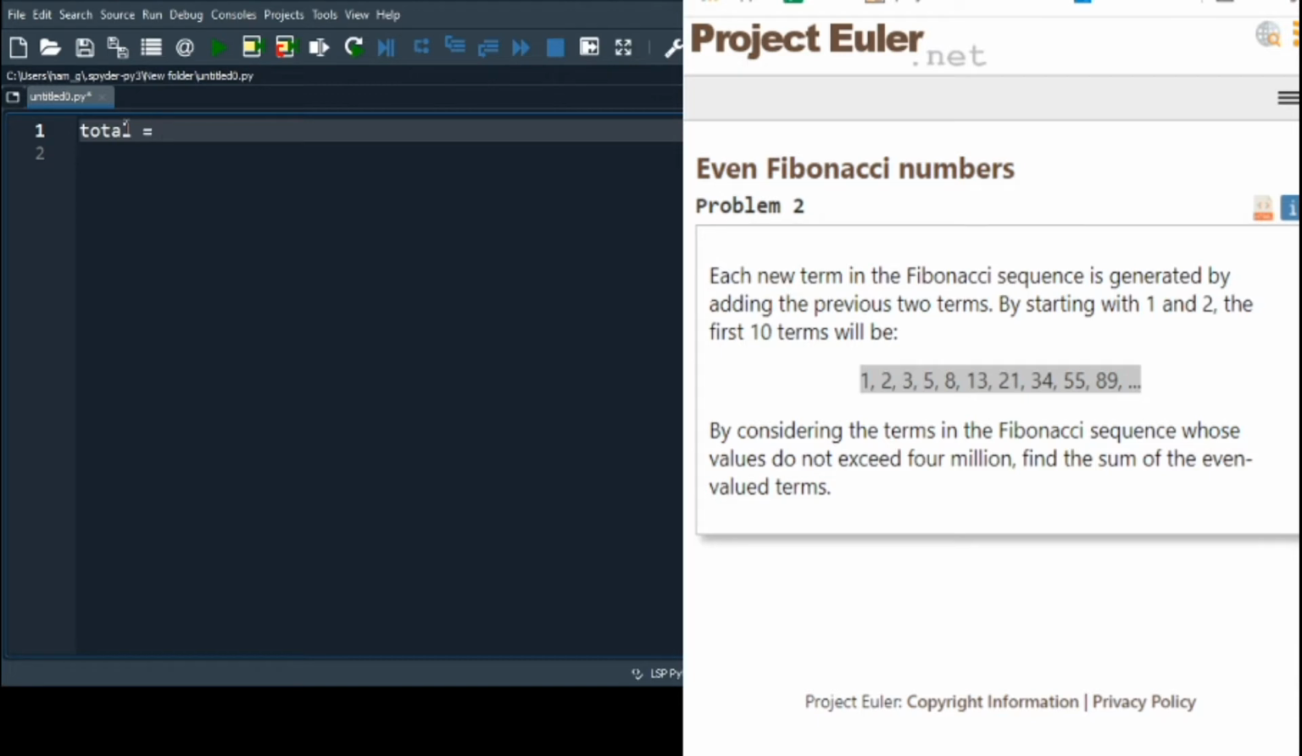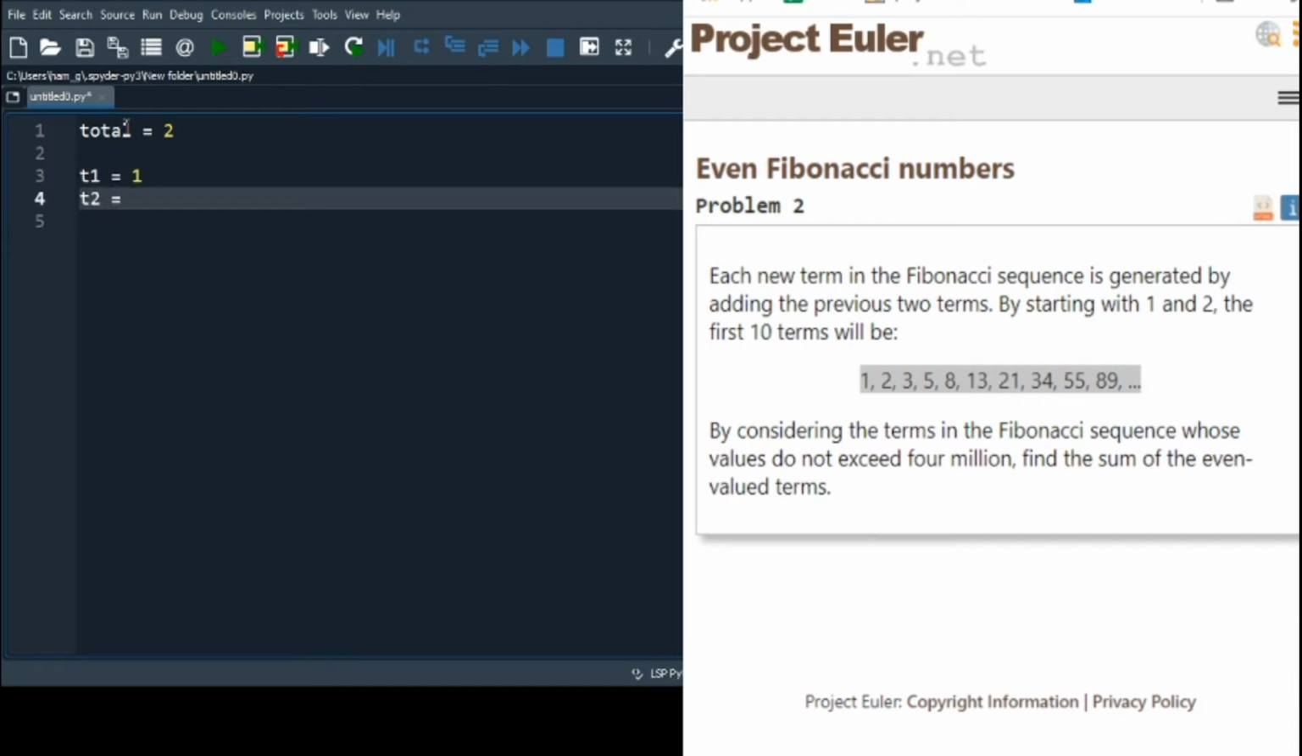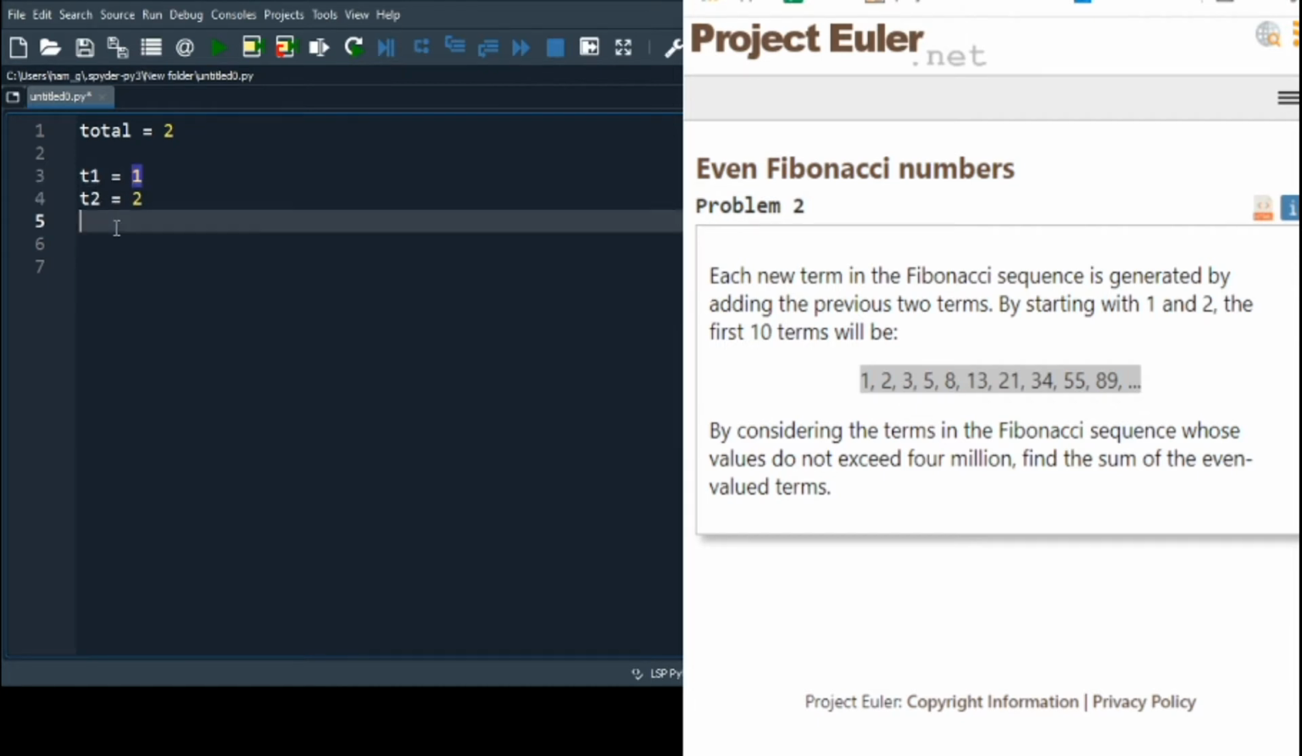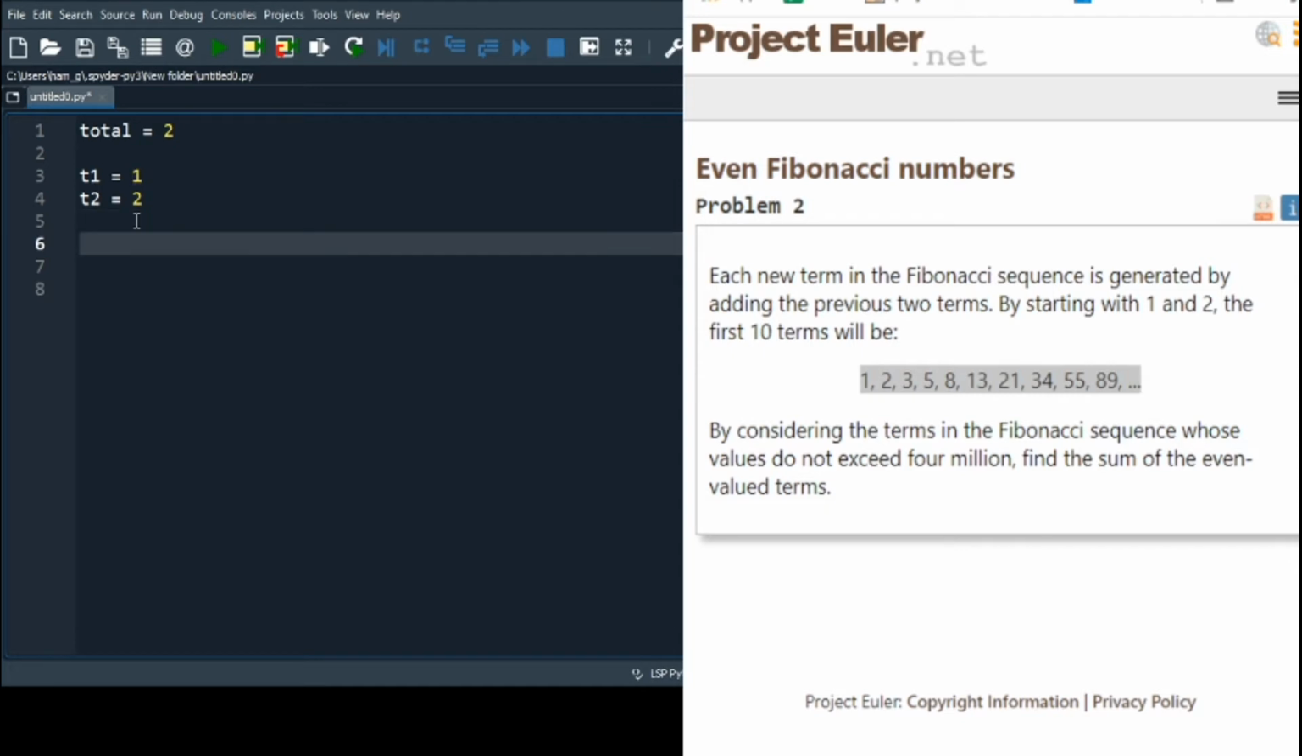We have a totalizer, which I'm going to set to 2, because we've already got the first two values, 1 and 2. So T1 is 1, and T2 is 2. Remember, the next term in the Fibonacci sequence is the sum of the previous two terms, so we're going to constantly update these two, the previous two terms, and then see if the latest term is even, and if it is, we add it to the total.